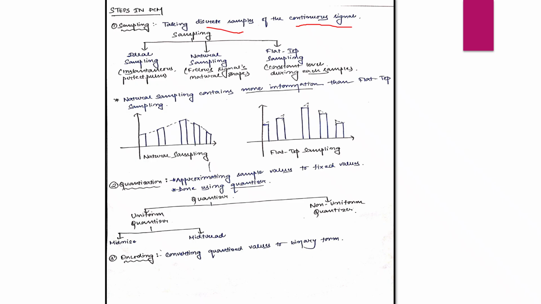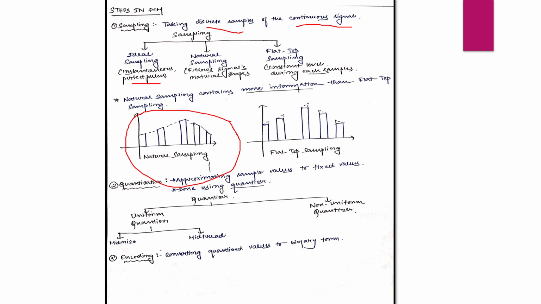The first is ideal sampling, which uses instantaneous and perfect pulses. Second is natural sampling, which follows the signal's natural shape. Third is the flat top signal, which has a constant level during each sample. In natural sampling, the signal follows the natural shape, that is, it follows the direction of the continuous signal. We can see here that it generally follows the natural signal, and then it discretizes the signal.